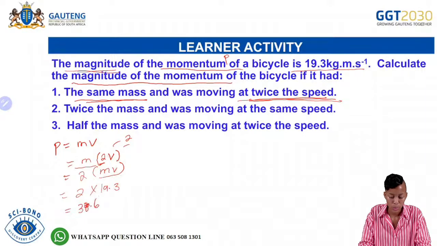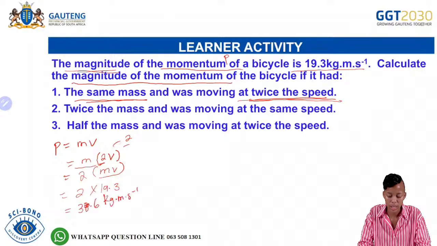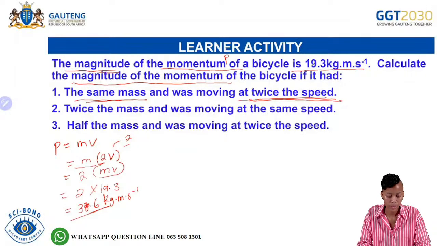38.6. So with that 38.6, we must remember to write what? You must remember to write your units, which is then kilograms meters per second. So on this one, they only said they wanted the magnitude. So the magnitude means what? It's the size of the new momentum.